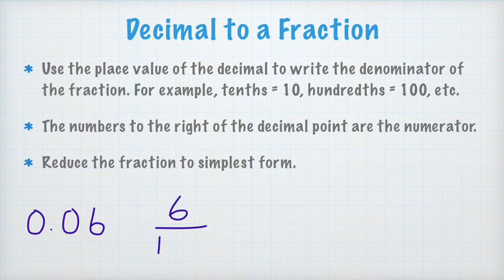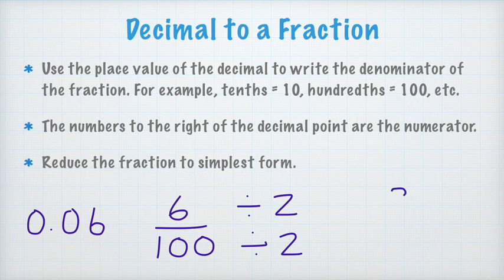To reduce the fraction to its simplest form, divide the numerator and the denominator by 2. 6 divided by 2 is 3. 100 divided by 2 is 50. So we end up with 3/50, which is the same as 6/100.